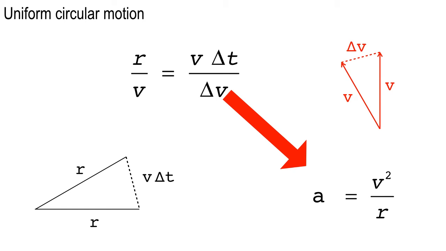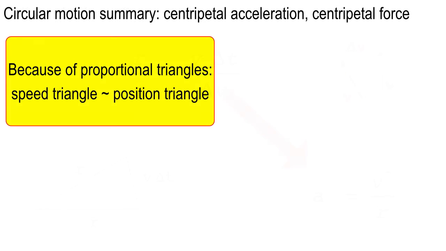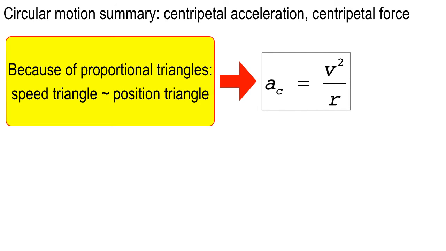And so my next slide indicates that because we have proportional triangles, and look, just keep thinking it over, man. If you're a little rusty on your proportional triangles, it's all right. You can read it up on the internet or something like that. Because of proportional triangles, i.e. the speed triangle being proportional to position triangle, we're allowed to say this. The centripetal acceleration is v squared over r, and that's a with a subscript of c for centripetal.